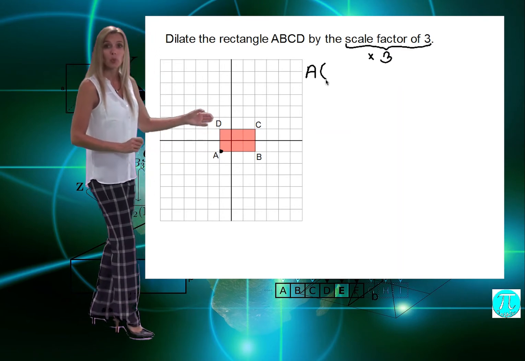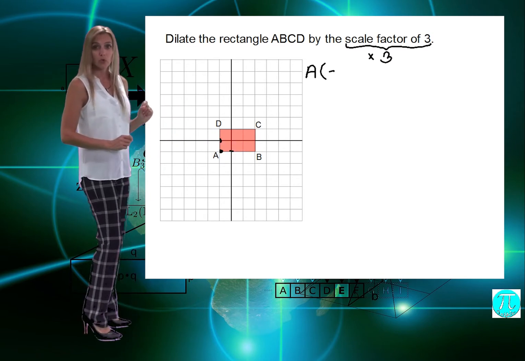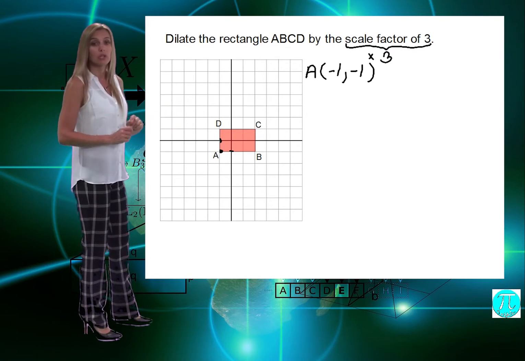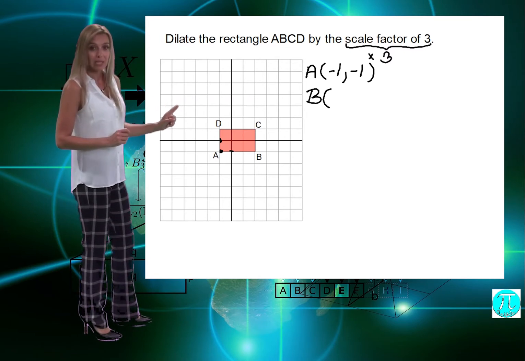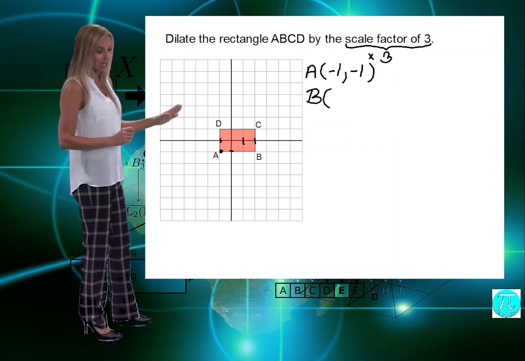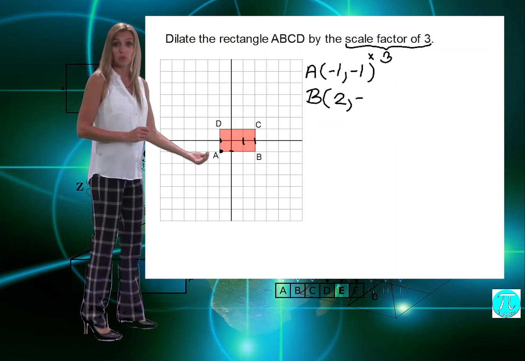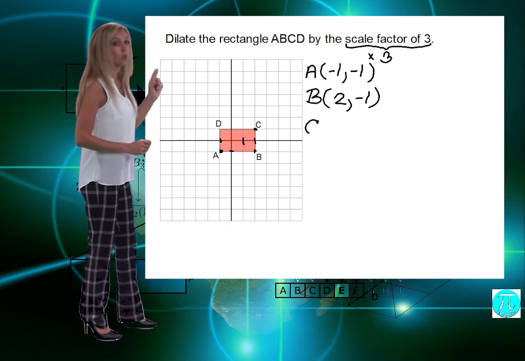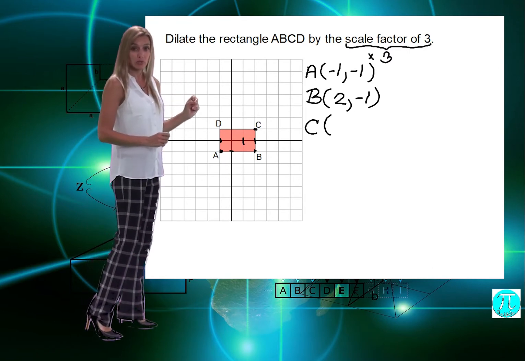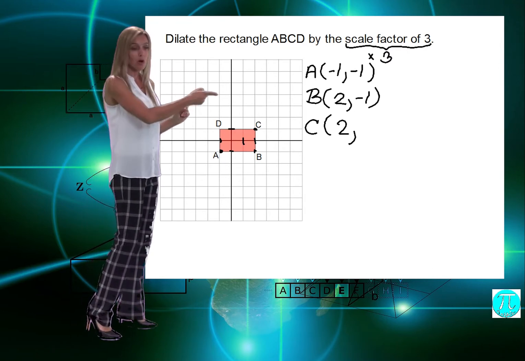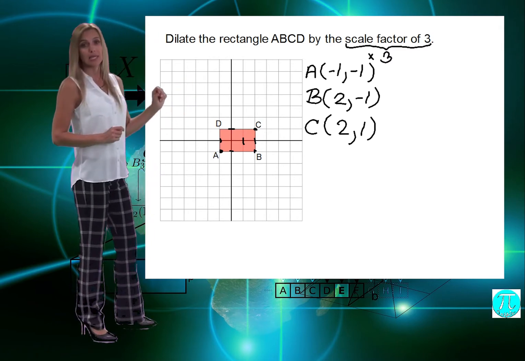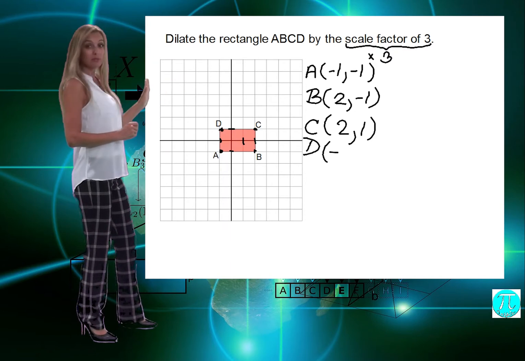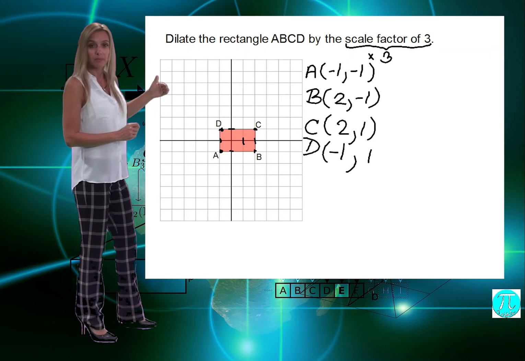So let's start with the point A. The coordinates for point A are -1 and 1. The coordinates for point B, if you count that correctly, on the x-axis is 2, and then we went 1 unit down, so it's 2 and -1. Coordinates for point C are 2 on the x-axis and 1 on the y-axis. And the coordinates for point D are -1 and then up 1.